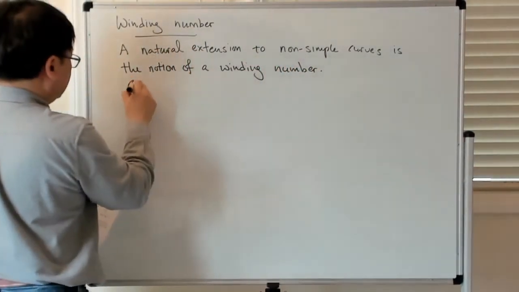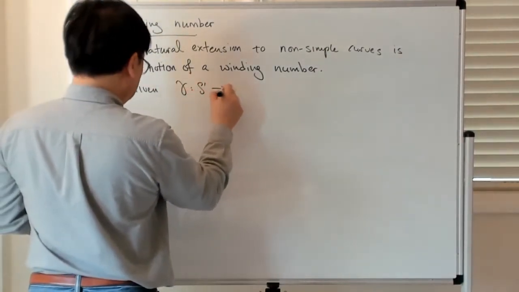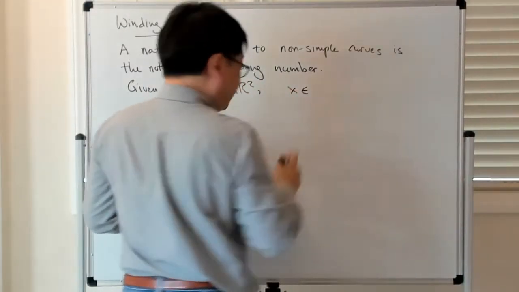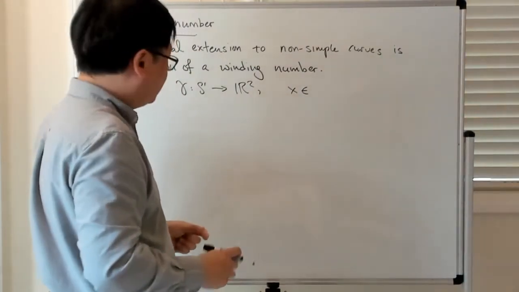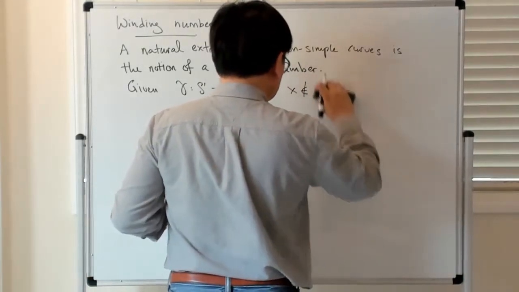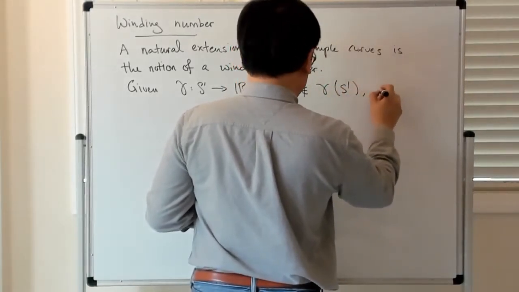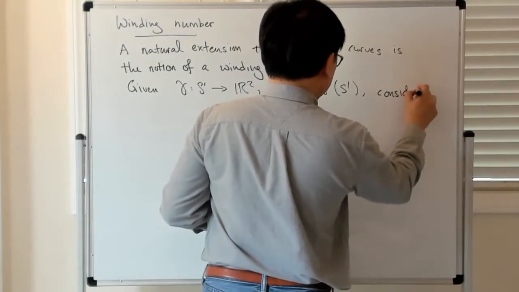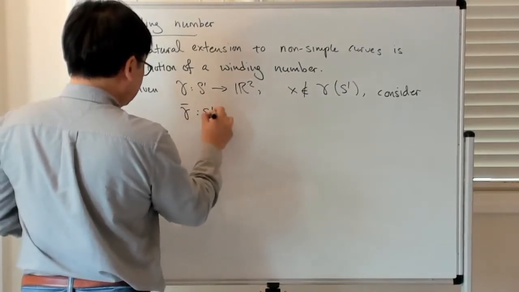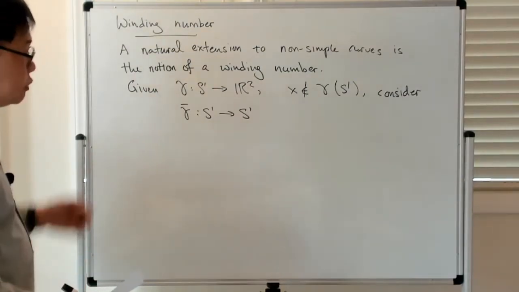So if you're given now just a closed curve, not necessarily simple, you can define a winding number for x, which is not in the image of that curve. If x is not in the image, then you can consider the following map. Let's call it x gamma bar, for lack of a better term. It's a map from S1 to S1, from the unit circle back to itself.